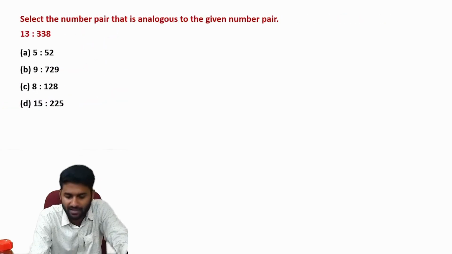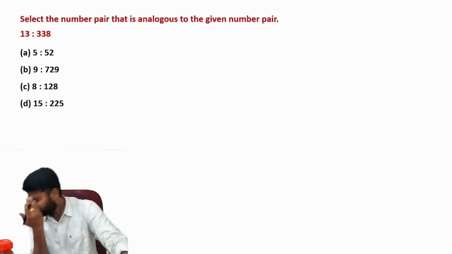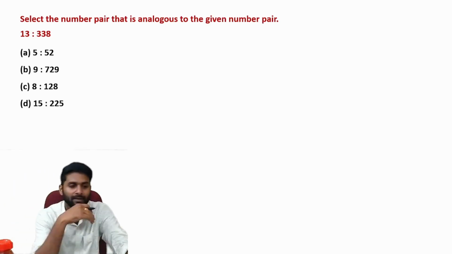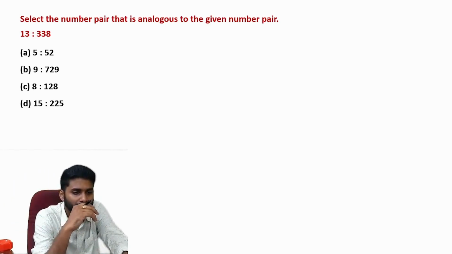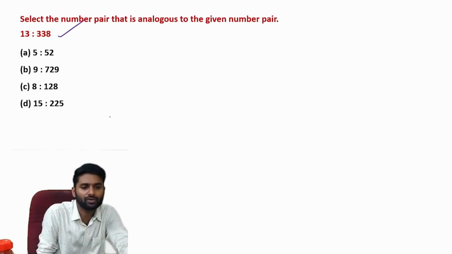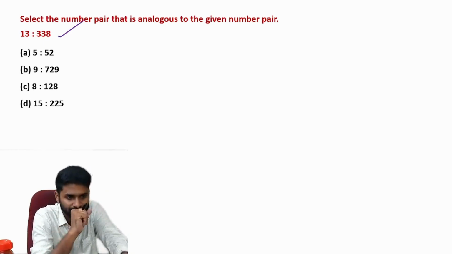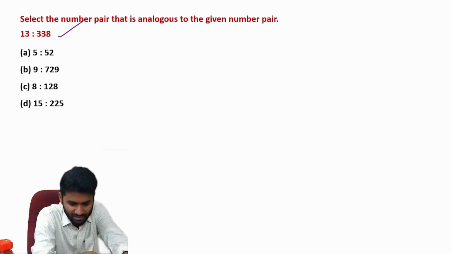Next, try this one. Very good. Select the number pair that is analogous to the given pair. Whatever the relation here, you have to apply the same thing. What is the relation you observe between 13 and 338?